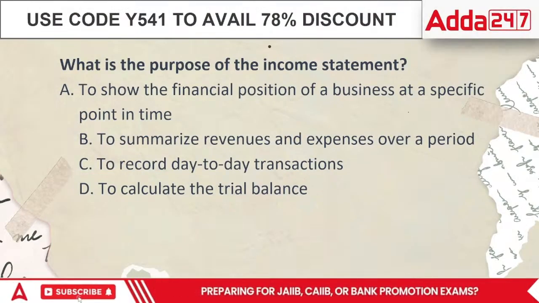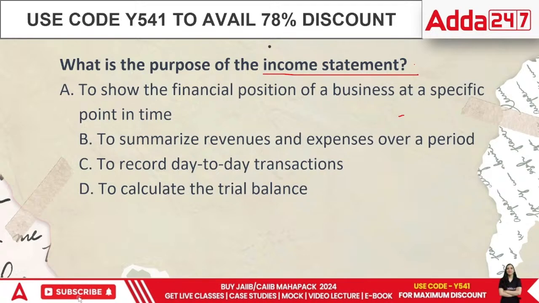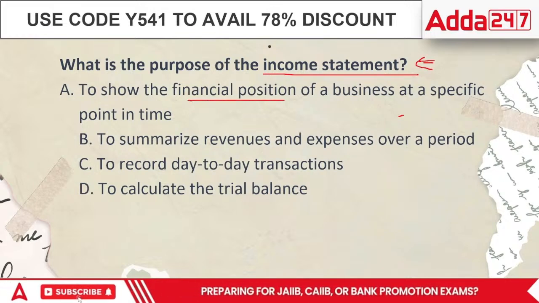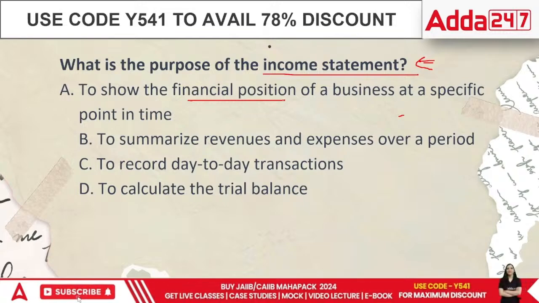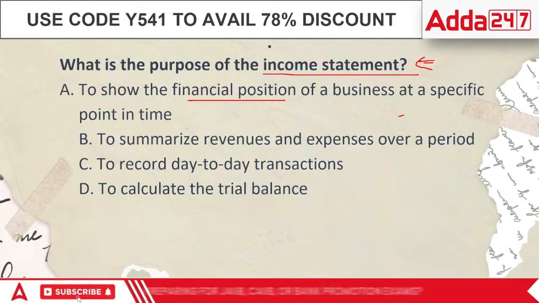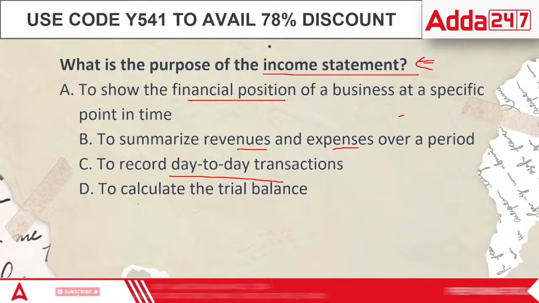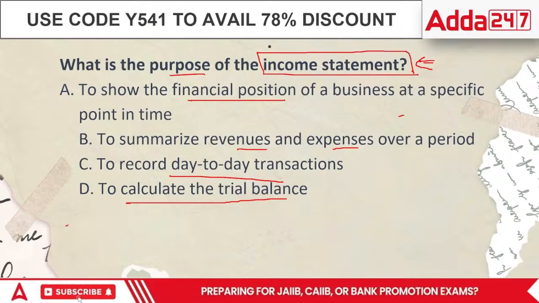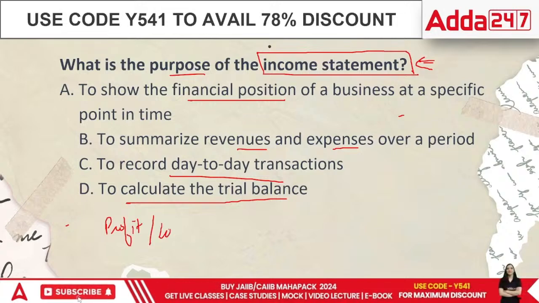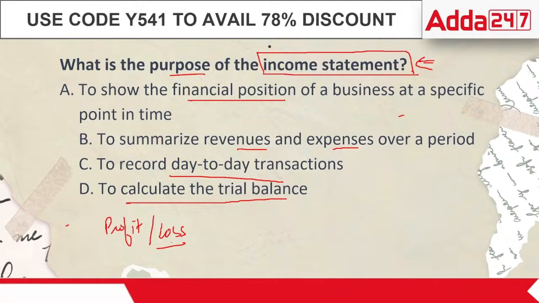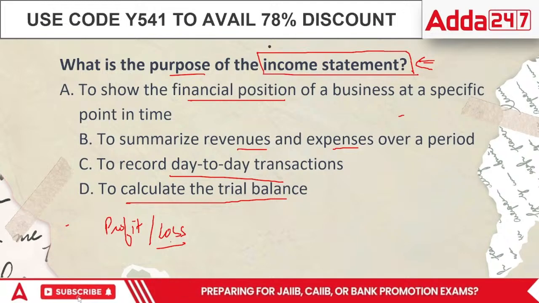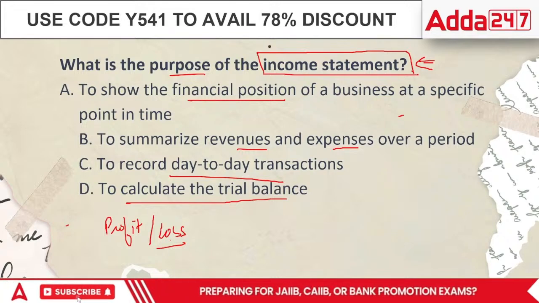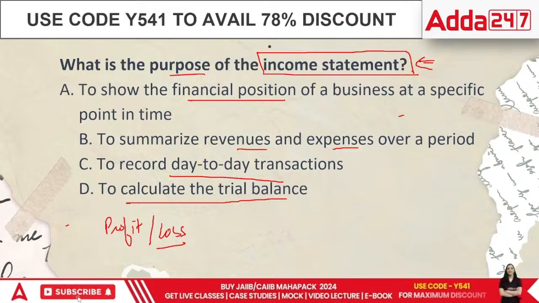Next question. What is the purpose of the income statement? Why do we prepare the income statement? Is it to show the financial position of the business, or is it done to summarize the revenues and expenses, to record day-to-day transactions, or to calculate the trial balance? The income statement is prepared to show the profit or loss of the organization. Profit or loss means we are going to record the profit of the business or the loss of the business. So we'll be recording either the profit or the loss of the business on this basis.